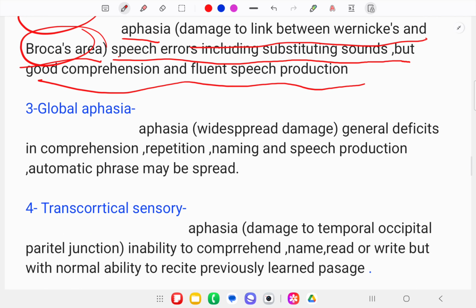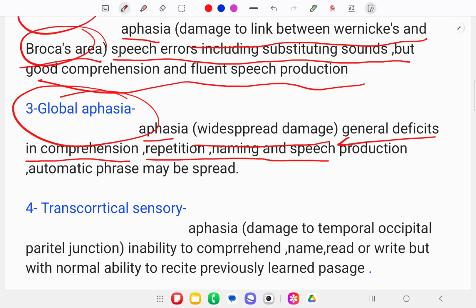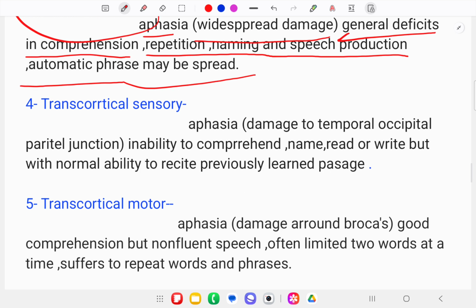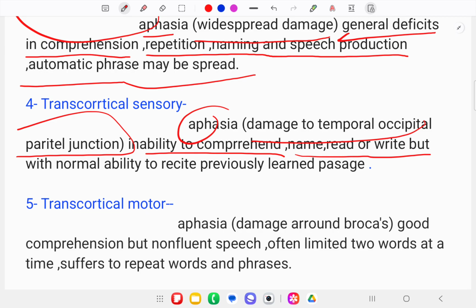Next, we talk about global aphasia, which is widespread damage, with general defects in comprehension, repetition, naming and speech production. Automatic phrases may be spared. Next, transcortical sensory aphasia is damage to the temporal, occipital, parietal junction, below the frontal lobe. There is inability to comprehend, name, read and write, with an abnormal ability to recite previously learned passages.